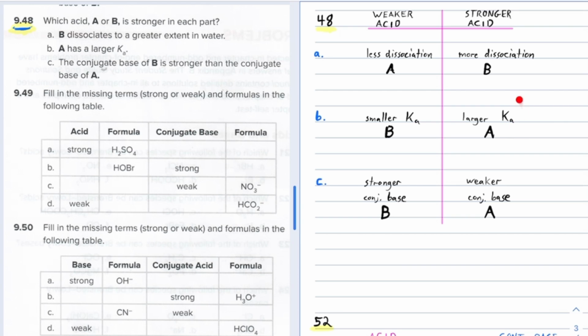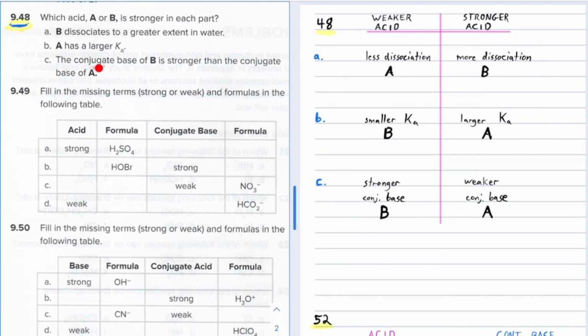The larger the Ka, the larger the percentage of the acid molecules that dissociate. So Ka is a measure of the fraction of acid molecules that do dissociate in the water. The larger the Ka, the higher that fraction is. And so this time A is a stronger acid, and B with the smaller Ka would be the weaker acid.